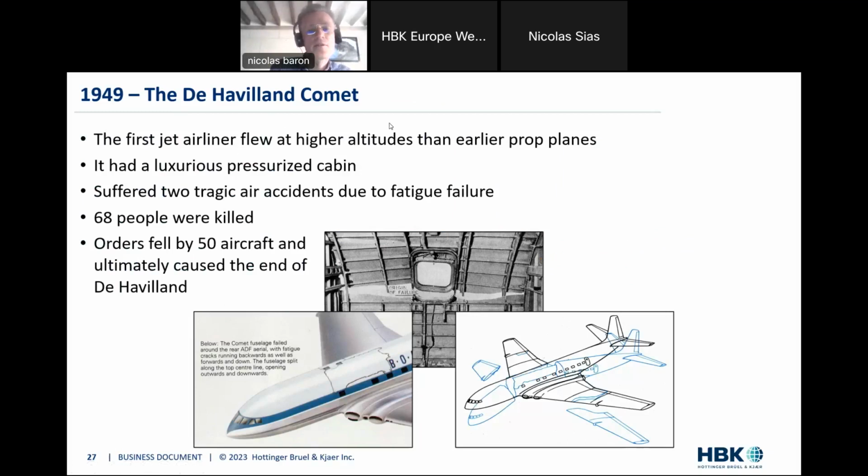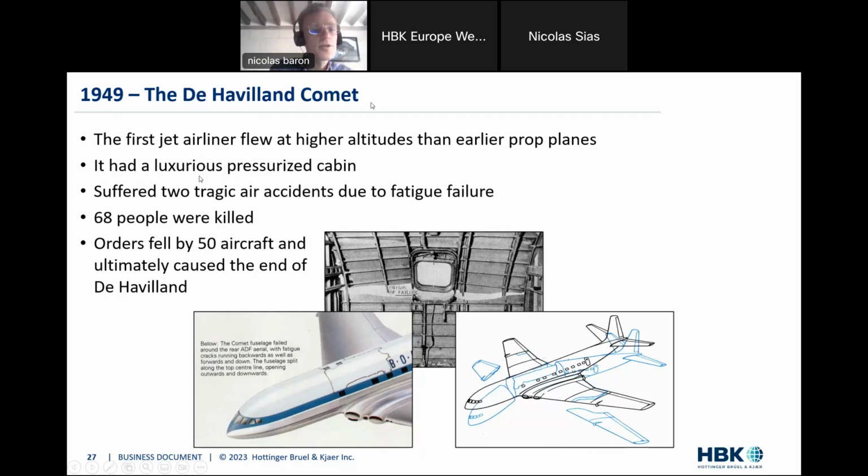and that were the reasons for people to study fatigue, just like Wöhler did in the 19th century. This happened in 1949, so you see it's not very old. It's like 70 years ago. There was a new kind of airplane, I think a British one, the de Havilland Comet. It was a new program at that time, and it was the first jet airliner to fly at higher altitudes as compared to previous planes.